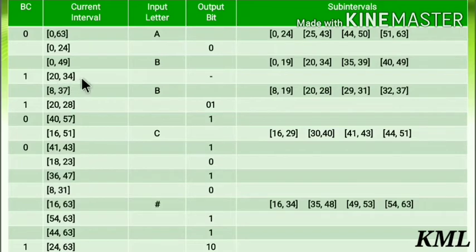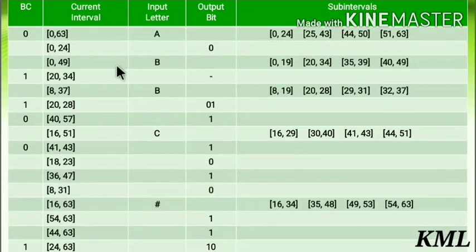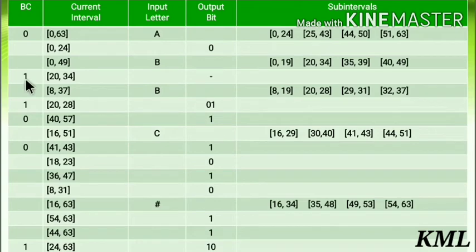See here, 20, 34. We have 34 greater than 32, and 32 is greater than 20, so it doesn't fall in this. 20, 34 falls between these two numbers. 16 is less than 20, and 48 is greater. Sorry, this 20 is greater than 16, and this 34 is less than 48. So those two values fall between these two numbers. Now you don't have to output anything, just increment the bit count. So now bit count becomes 1.